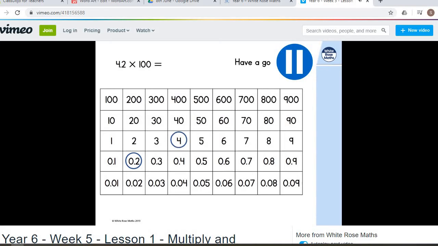Let's have a look then. So remember, we need to multiply 4 by 100, so that would go up by 2, and 0.2 would go up by 2. So the number we can see, we've got 420.